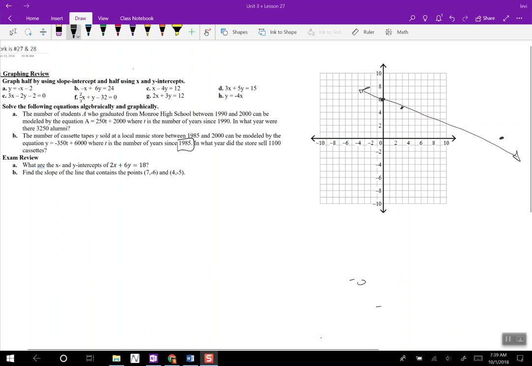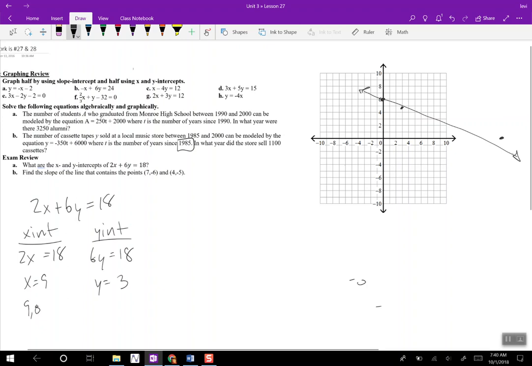Exam review. What are the x and y intercepts of 2x plus 6y equals 18? Well, the x-intercept is going to be 2x equals 18, so x equals 9, and the y-intercept would be 6y equals 18, so y equals 3. So that's the points 9, 0, and 0, 3.